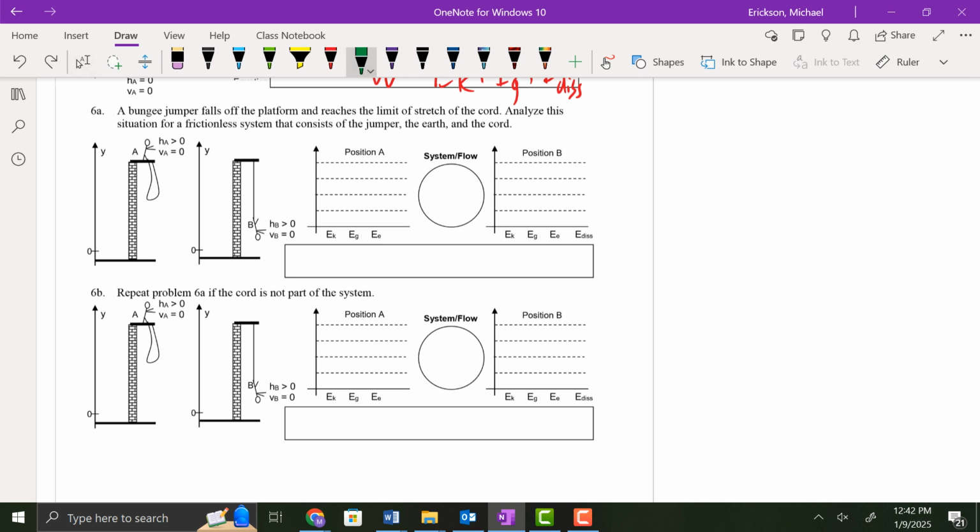So we have this system, we have the jumper, the earth, the cord. If you want to go ahead and do this on your own, go ahead. You can really test yourself. So position A, the person's just standing here. Now your bungee cord is not activated yet. So there's no elastic energy. It's not like stretching out, it's just kind of folded over on itself. We have all this height and we're not moving.